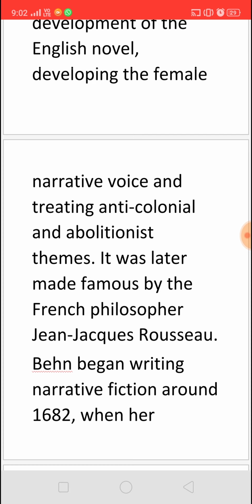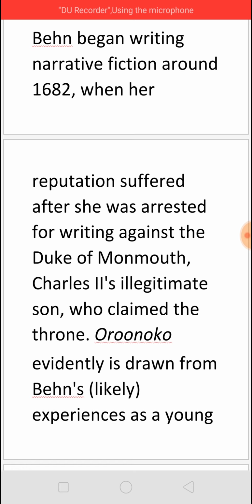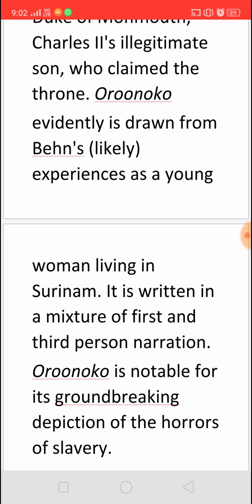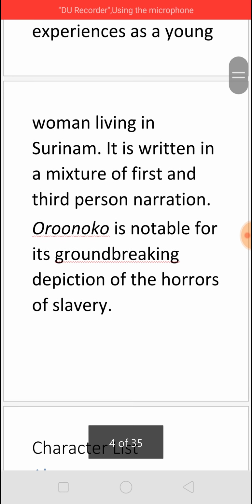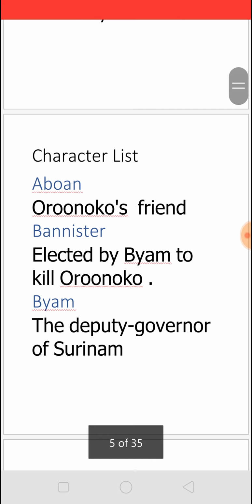And when Behn started writing, that was something around 1682, she was actually suffering from a bad reputation because she was arrested for writing against the Duke of Monmouth, that is Charles II's illegitimate son, because he claimed the throne. And it is also said that Oroonoko is from her own personal experience as a young woman when she lived in Suriname. And not only that, Oroonoko tells about the horrors of slavery which was actually taking place at that time. Now we will have a look at the character list.